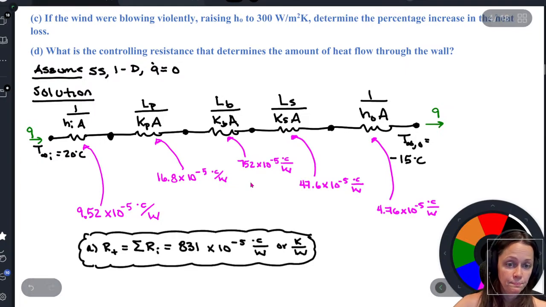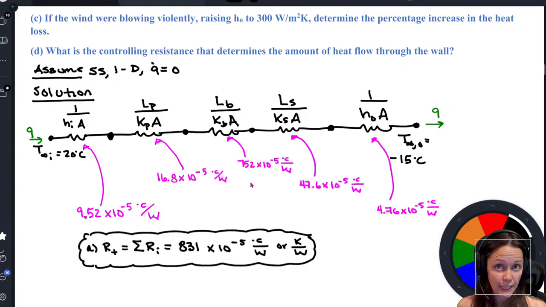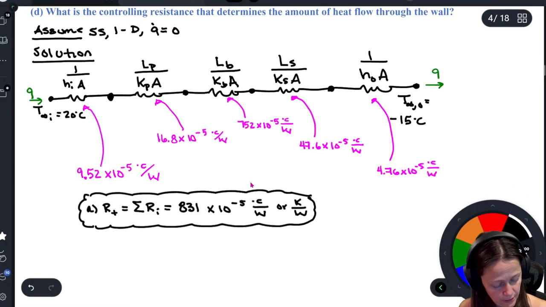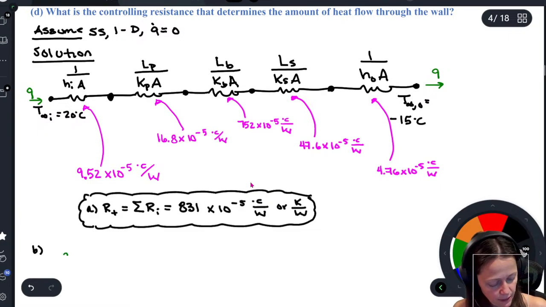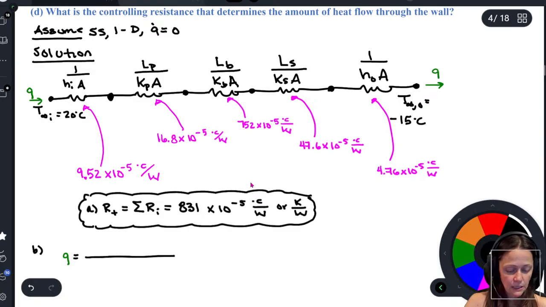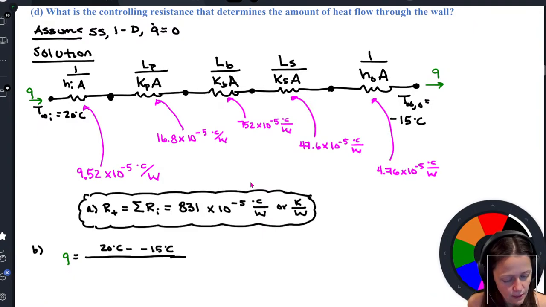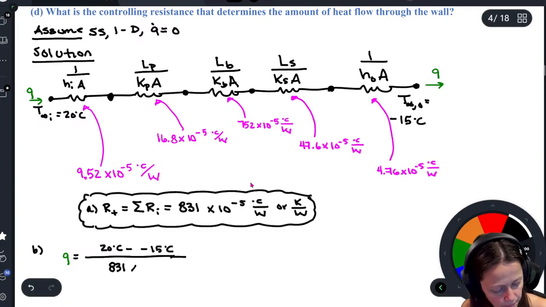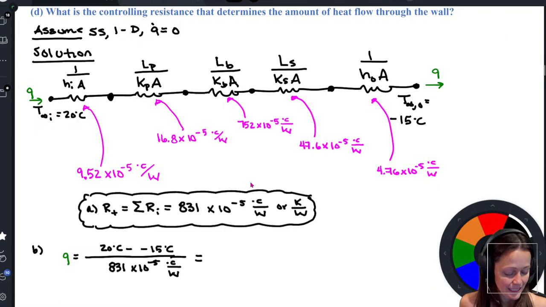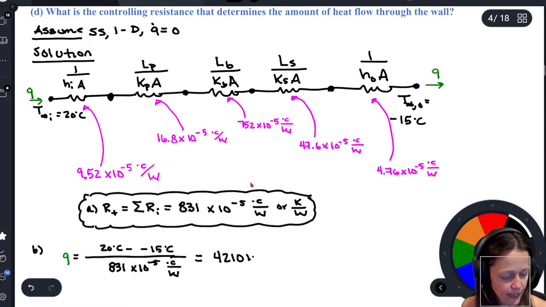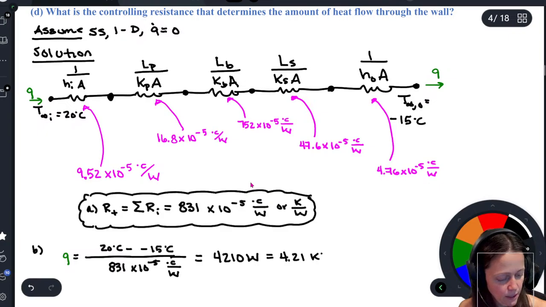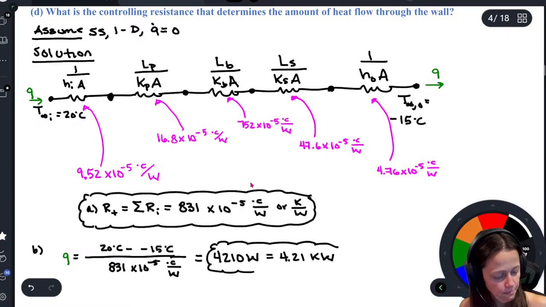All right. Next thing for part B that it asks for is the total heat loss through the wall. So they're asking for Q, which is super easy now that we've summed up all those resistances. So that's part A. This is B. So B tells us it's Q, and that equals the temperature difference, 20 degrees minus negative 15 degrees Celsius, over the total resistance, which again we've already calculated. So 831 times 10 to the negative fifth, we'll leave it as degrees Celsius per watt, so it's clear why we end up with watts. And I end up getting 4,210 watts, or if you want to, you could put that in kilowatts, 4.21 kilowatts. I'll put that in a happy little bubble.